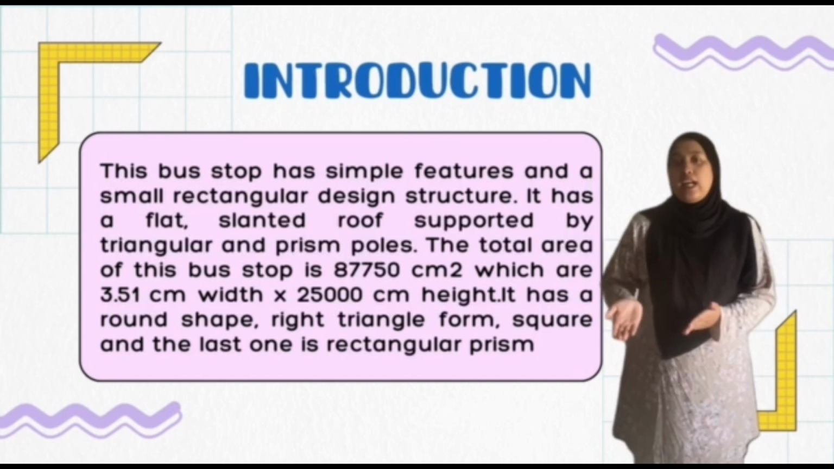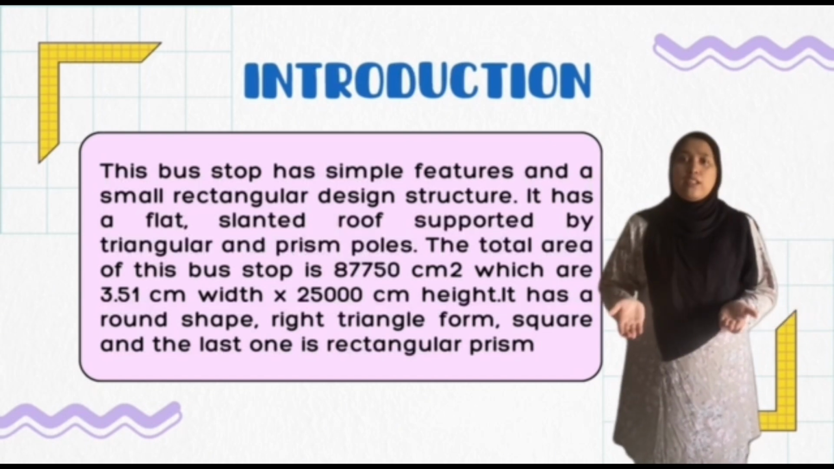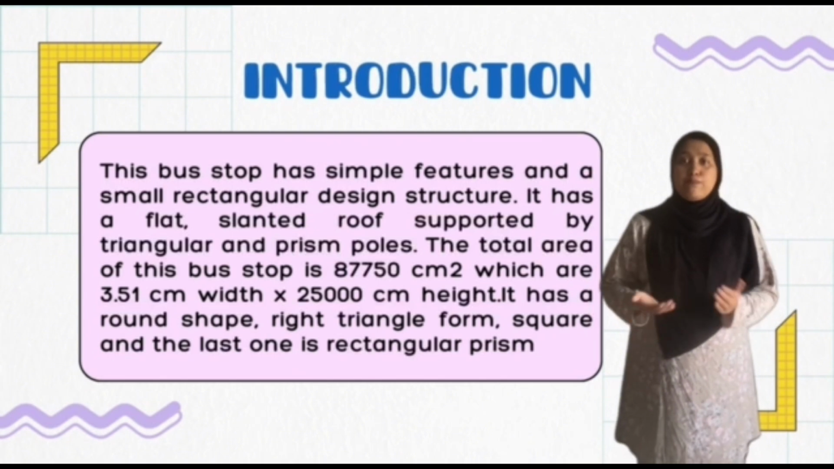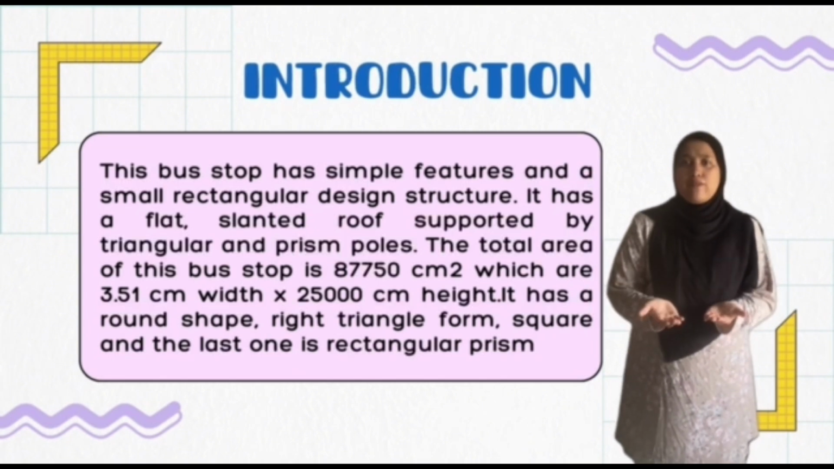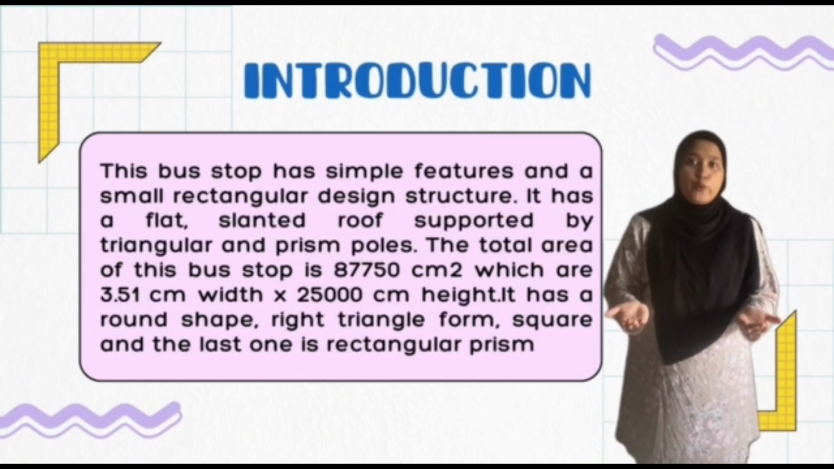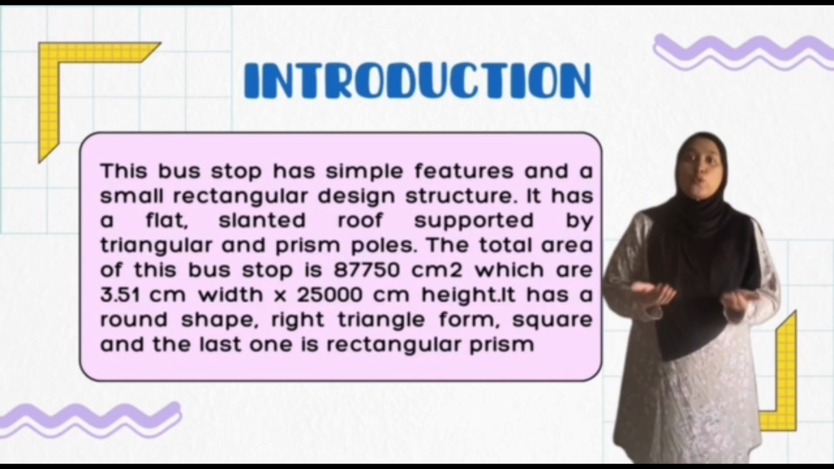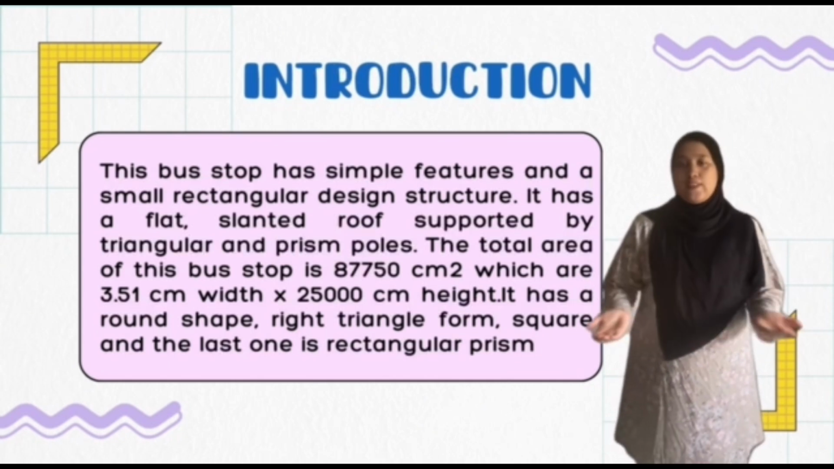It has a flat, slanted roof supported by triangular and prism poles. The total area of this bus stop is 18,750 cm square. It has a round shape, right triangle form, square, and the last one is rectangular prism.